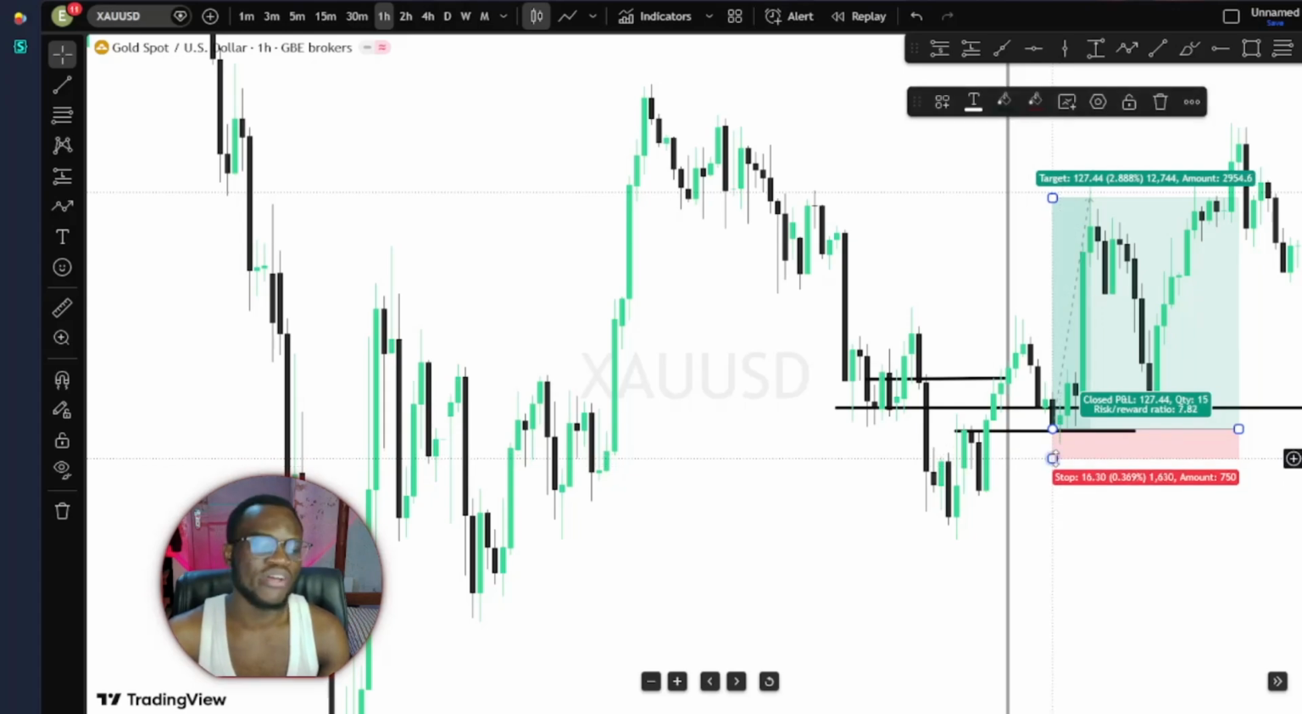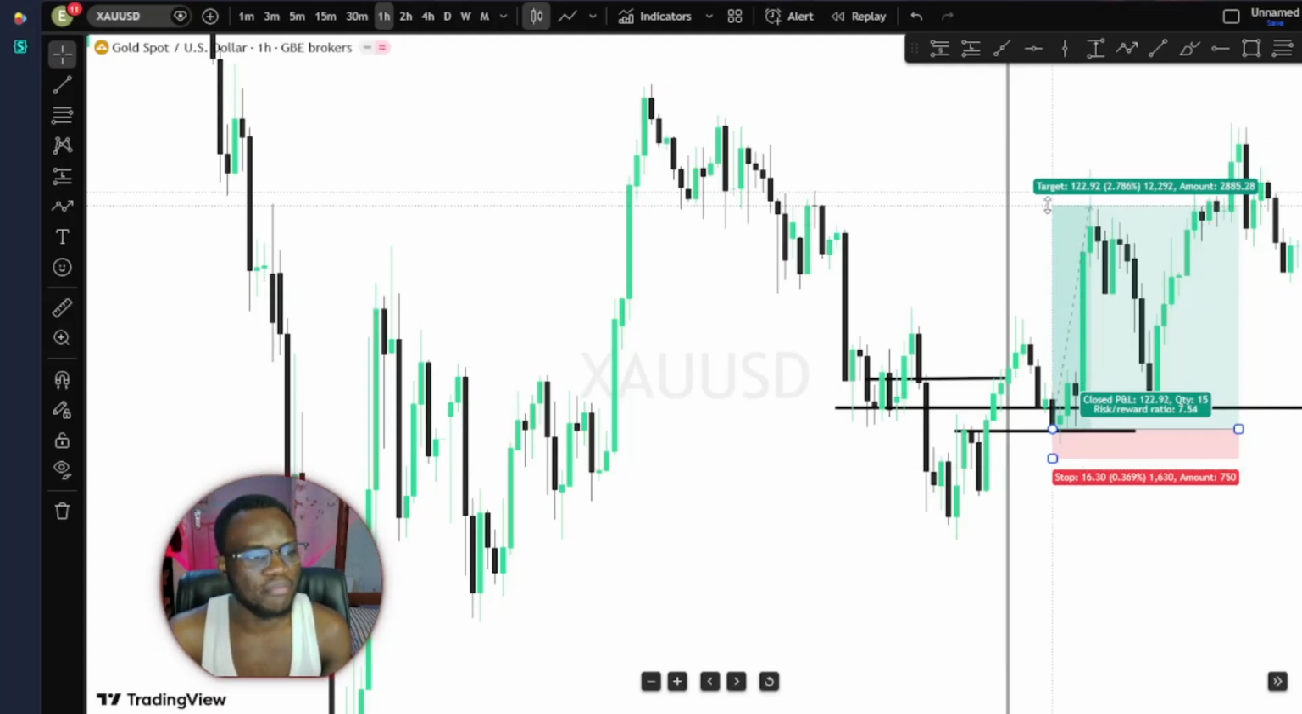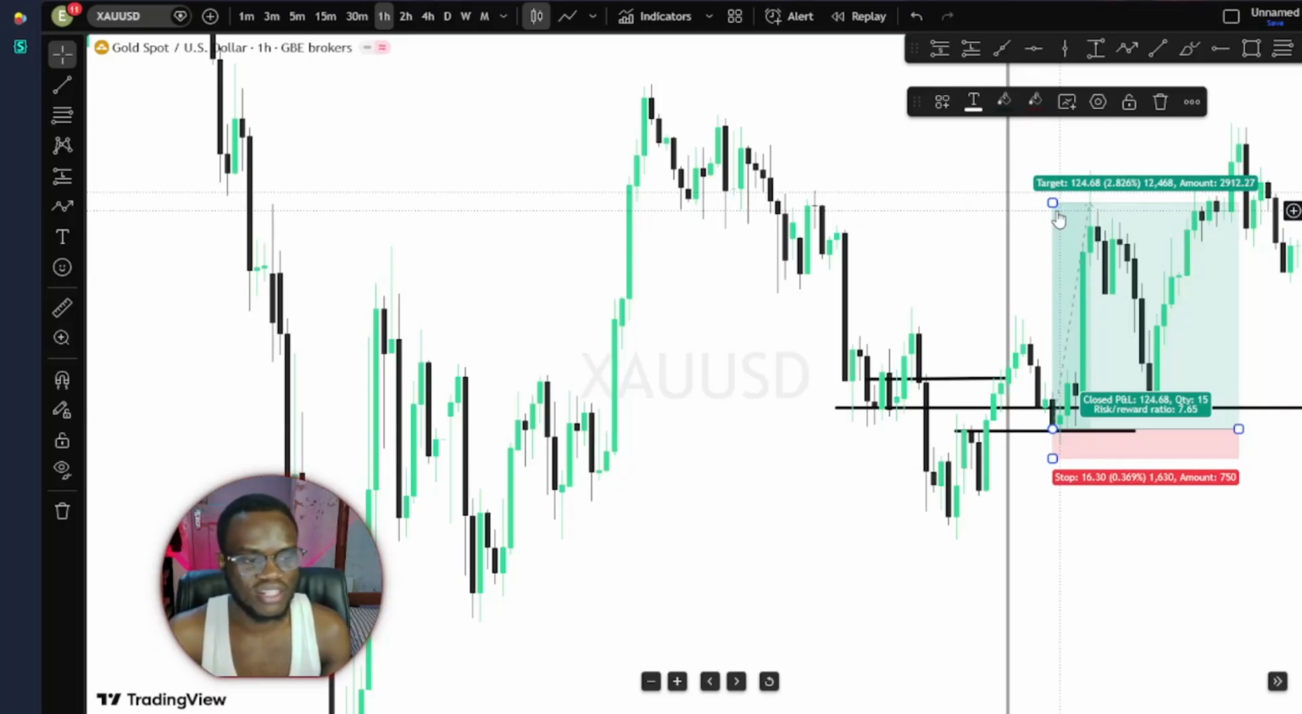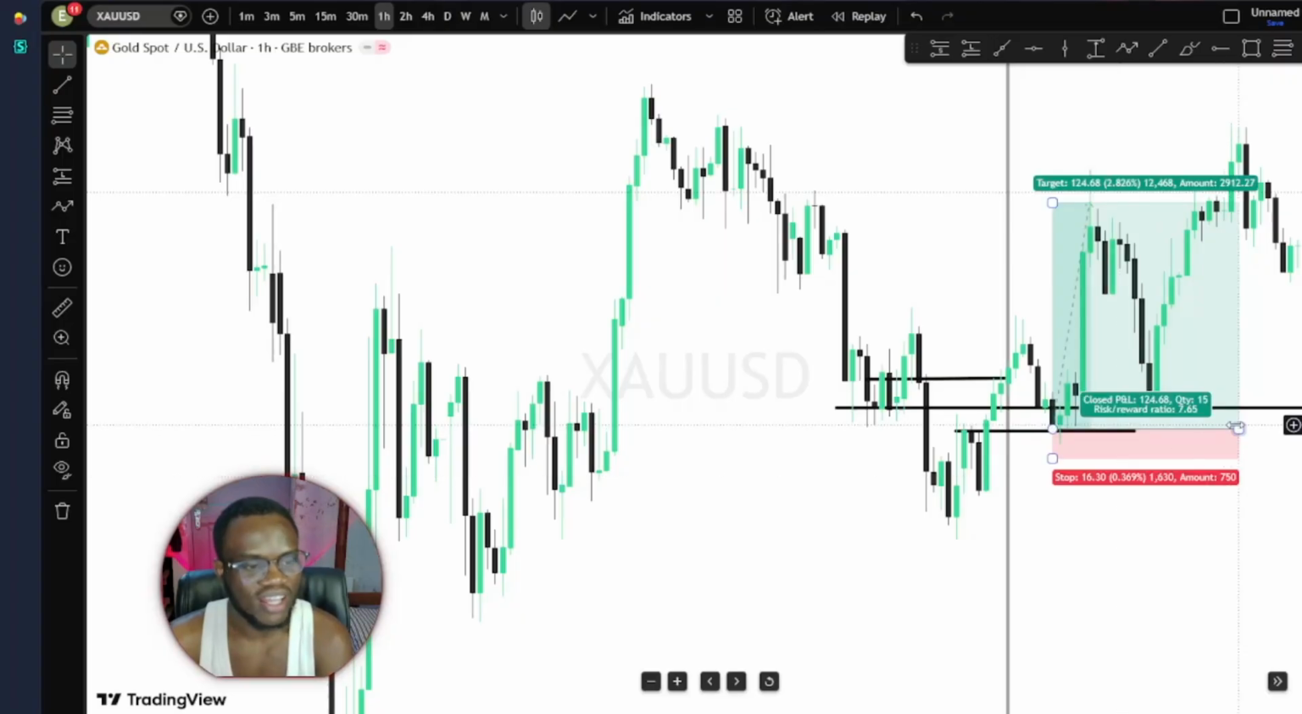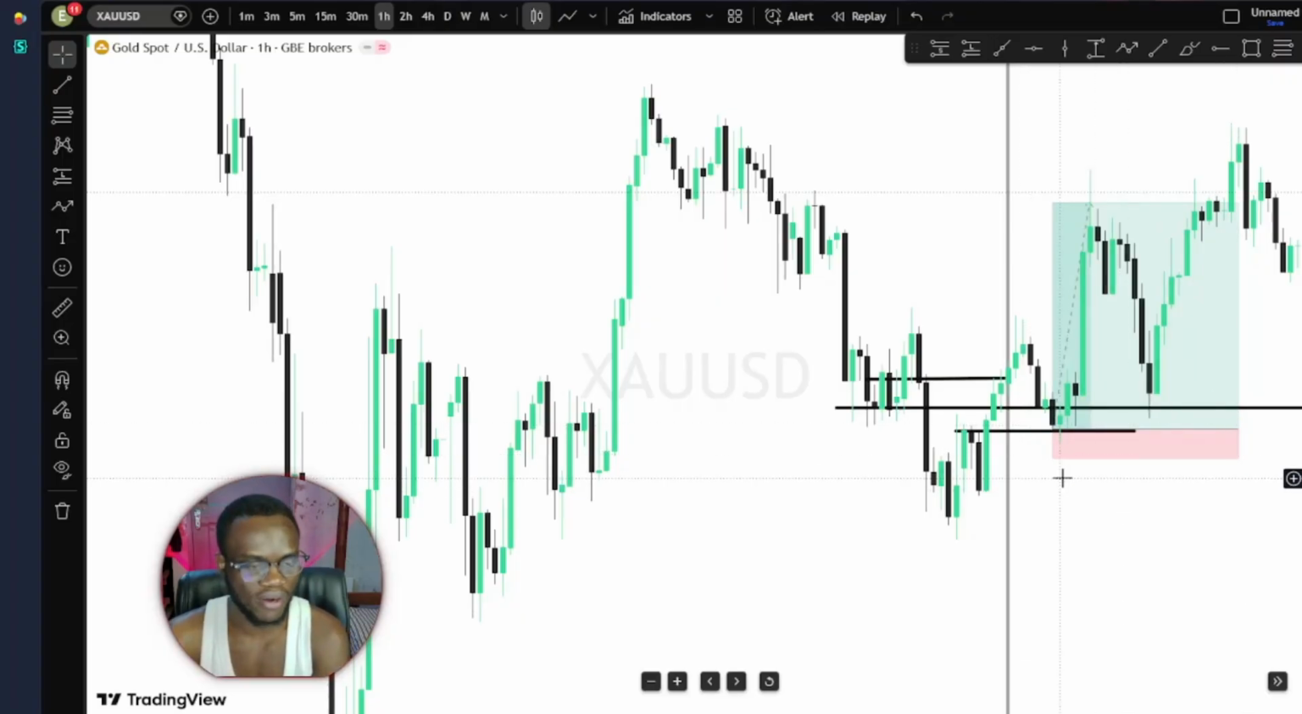So during this time we would put small lot sizes, because you can see around here the stop loss would be 200 pips. 200 pips on gold is a lot. So you had to put small lot sizes, 0.1, 0.2, not big lot sizes. So that will be our trade 1 around here.